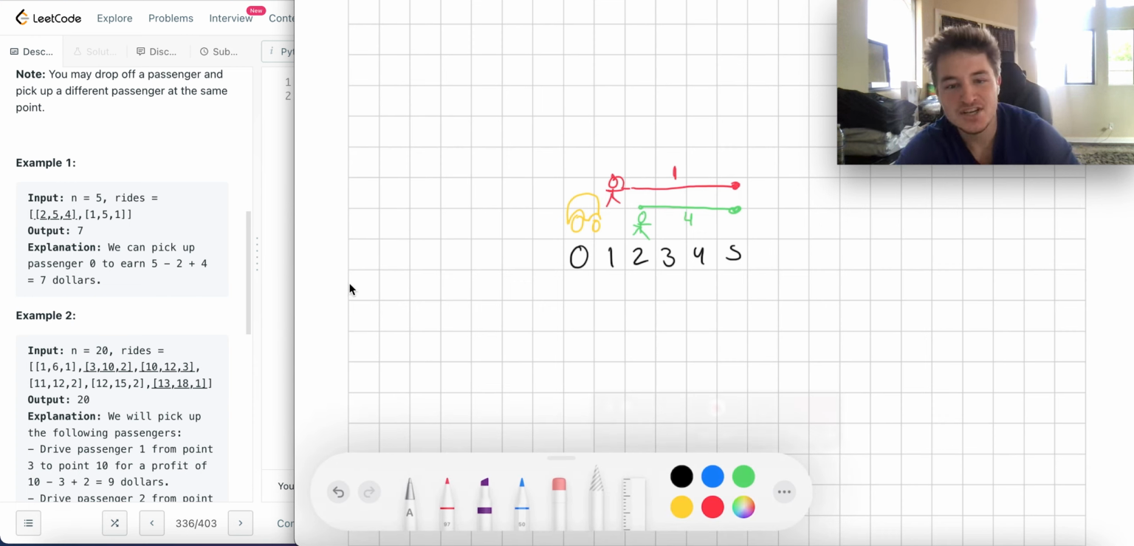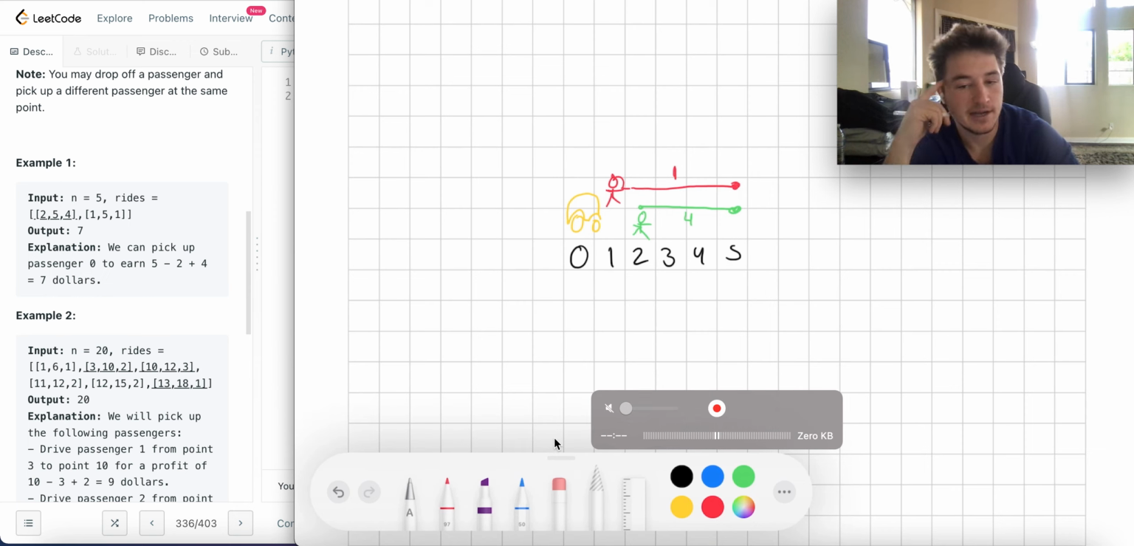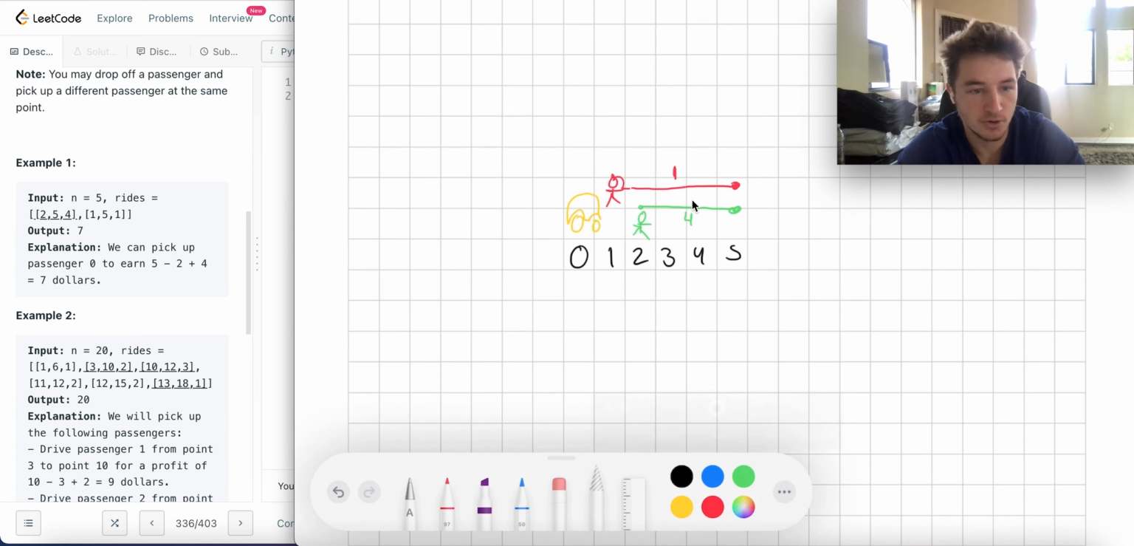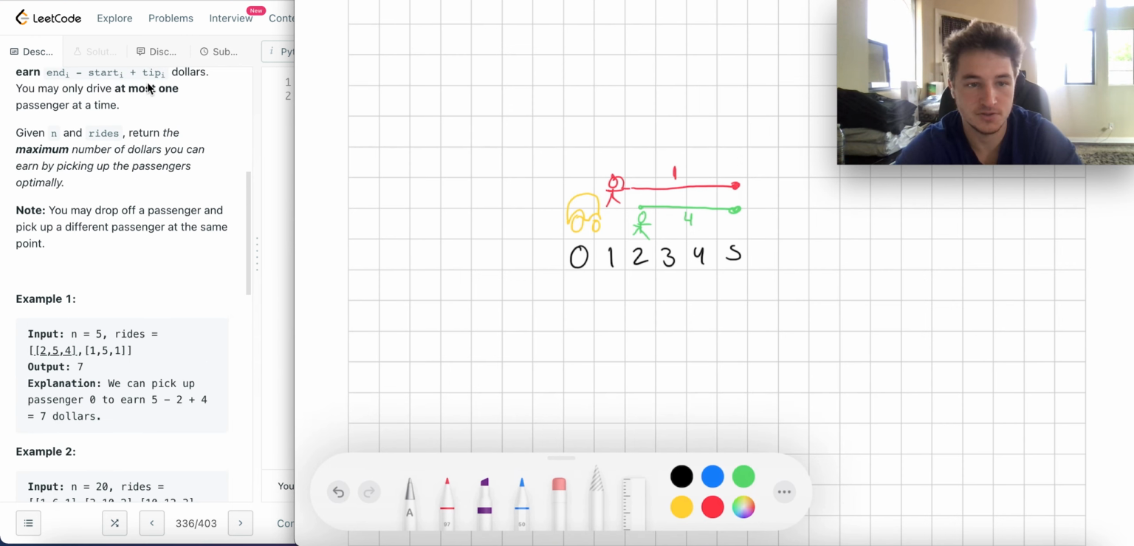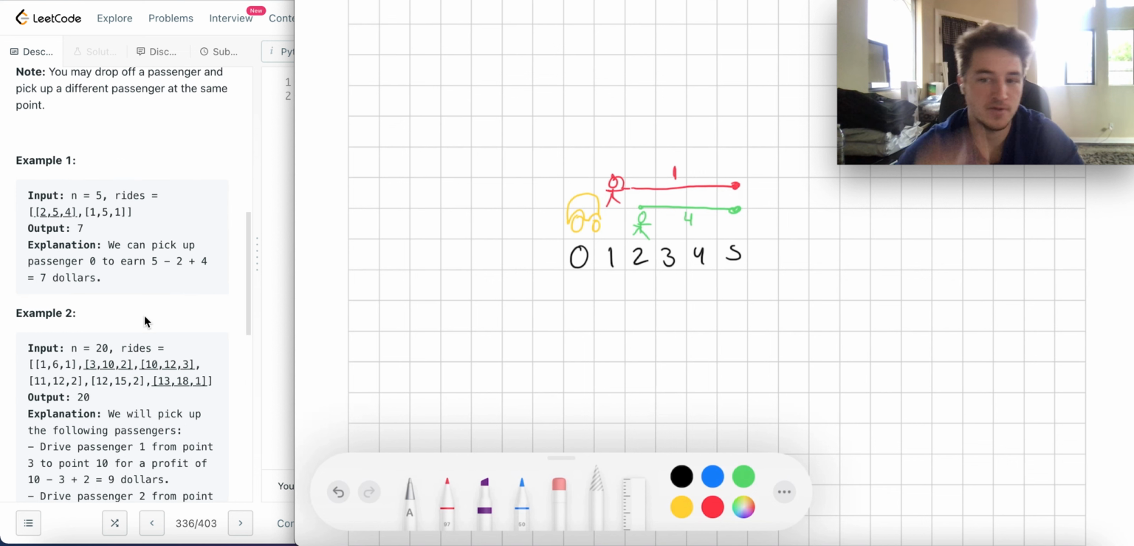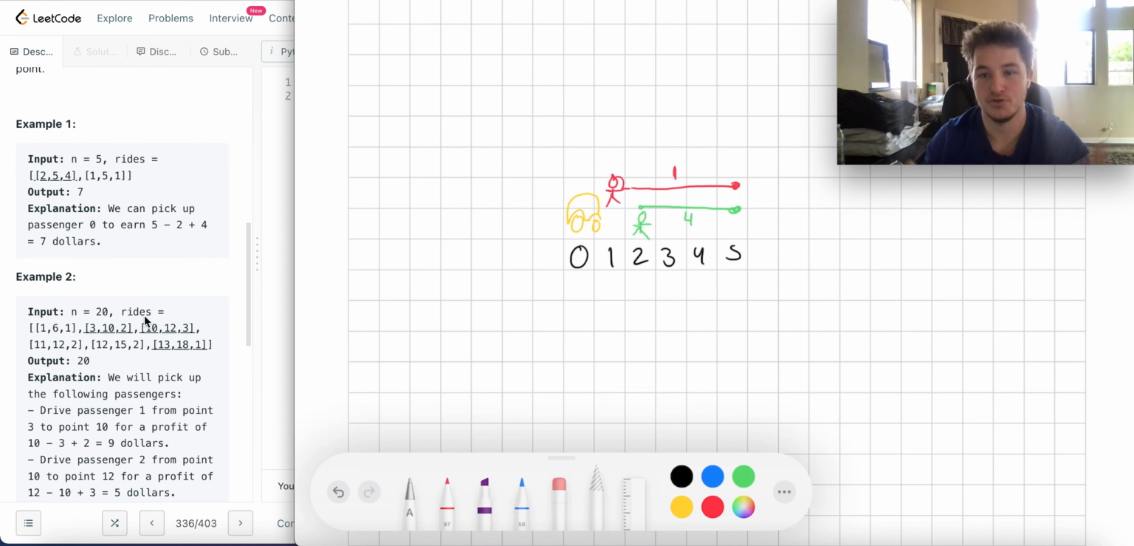Anyways, so yeah, we would take this person and we would earn 5 minus 2 plus 4, right? So you get money for the distance that you go plus money for the tip that you get, which makes sense. You don't spend money for gas. There's no cost associated with that. So disregard what I said before, even though it doesn't really apply to the problem. It just shows you that I have no common sense.